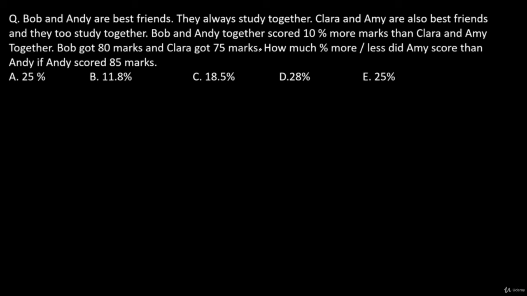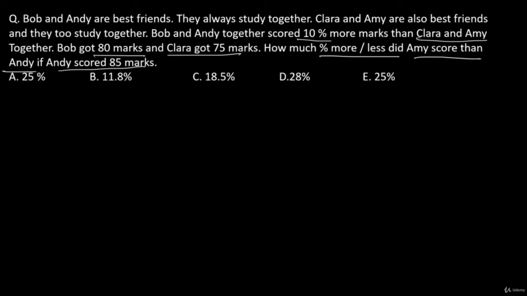Bob and Andy together scored 10% more marks than Clara and Amy together. Bob got 80 marks. Clara got 75 marks. How much percentage more or less did Amy score than Andy if Andy scored 85 marks? Alright, pause the video, give it a try, and then let's do it together.